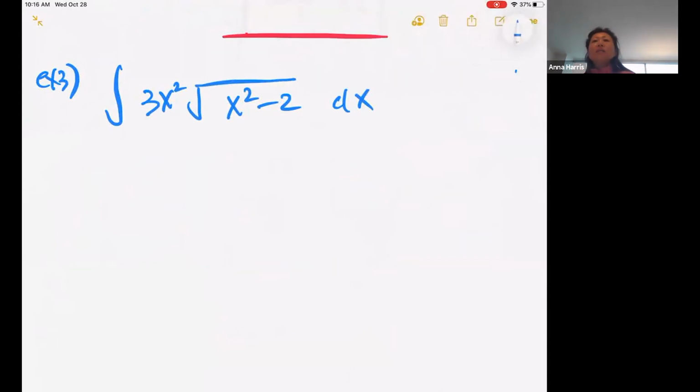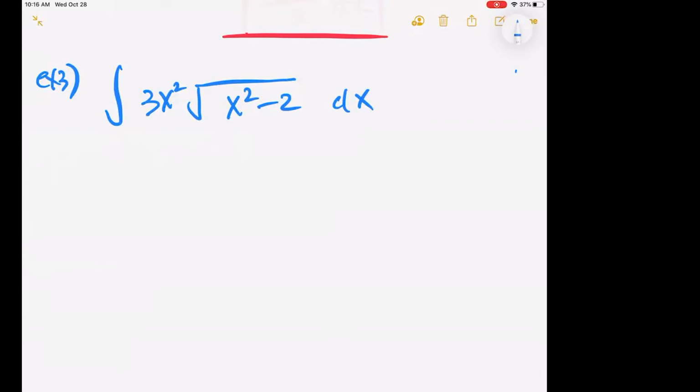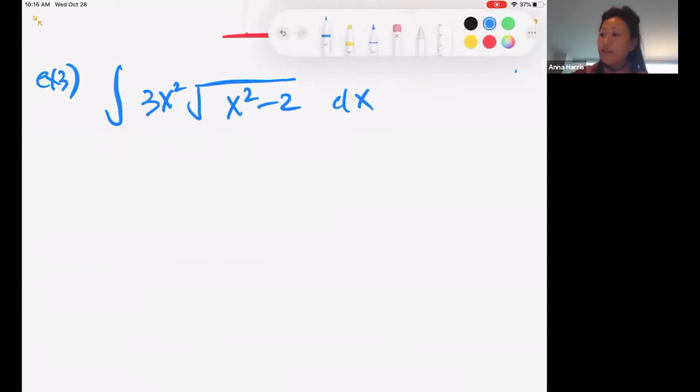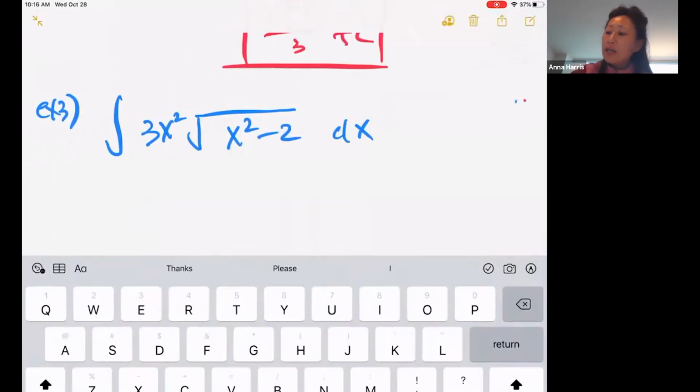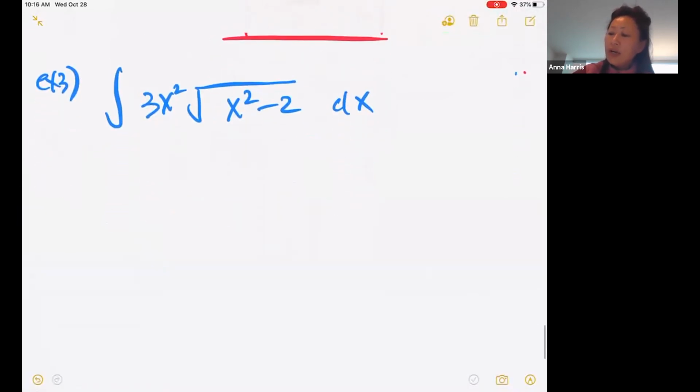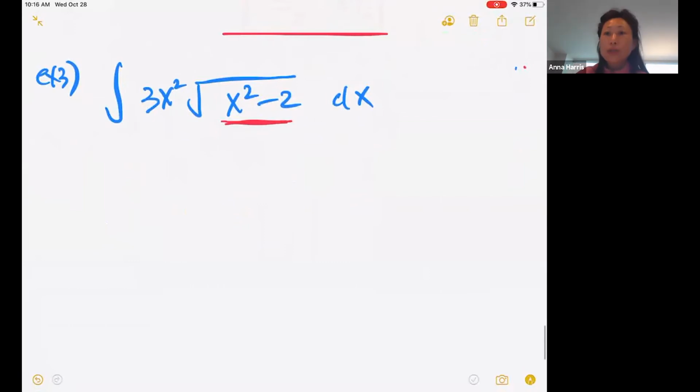All right, class, I want you to tell me what is my u? What should I choose as my u? Which expression should I choose: 3x squared or x squared minus 2? Ethan, which one should I choose? X squared minus 2? Yes, definitely. Because I told you, whenever you have it, you choose what is inside the parentheses or inside the radicals to be your u.